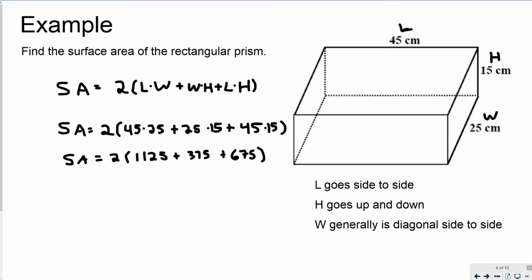So then we're going to add those expressions together. 1,125 plus 375 plus 675 is 2,175. So that's what goes on the inside of the parentheses, and it's going to get multiplied by 2. When I multiply that amount by 2, the surface area is 4,350, and then we have centimeters here, so it would be centimeters squared. So the surface area of this rectangular prism is 4,350 centimeters squared.